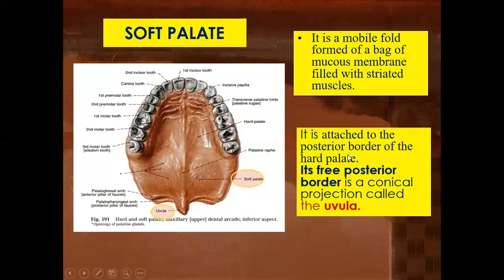Its posterior border is a conical projection called the uvula. If you go behind the free border, this is the free border, and this is the attached border, which is attached to the hard palate. So here is the attached part and this is called the free part. This free posterior border has a projection called the uvula, which moves whenever you say ah, it will move backward.